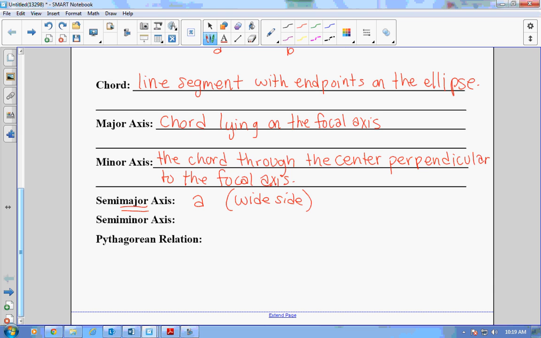The semi-minor axis, I'm going to underline minor so I can see the difference between major and minor. The minor side is B, it's the narrow side.